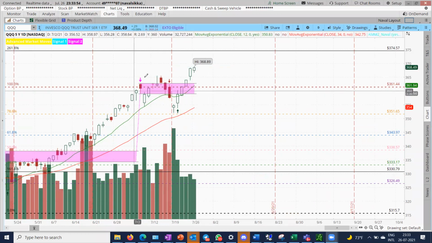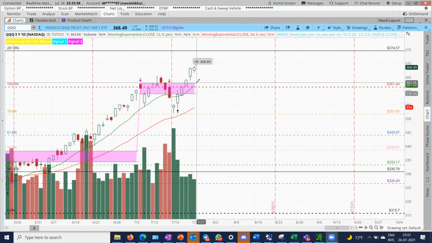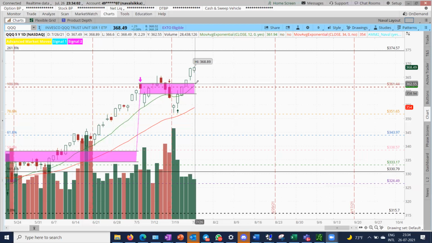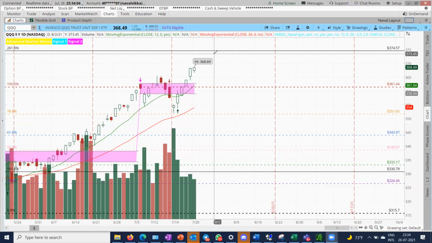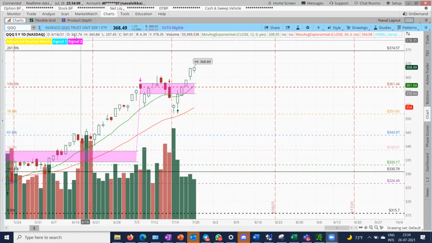There's no resistance for me on this. If you get an entry around 362, somehow if something goes wrong and anything dips, that will be a good entry point to move forward. Stop loss is around 362. Bias is positive.